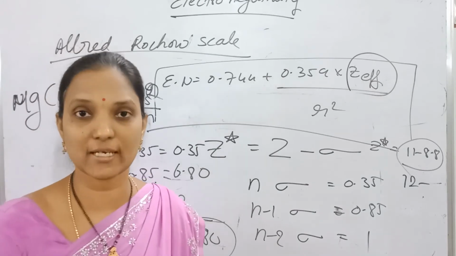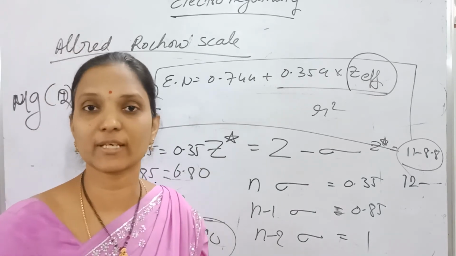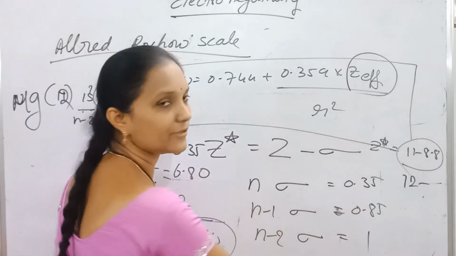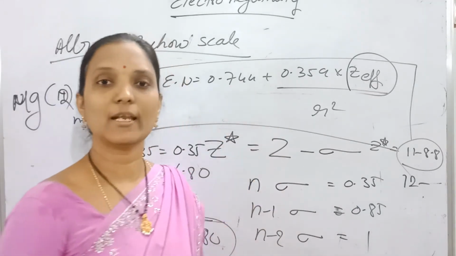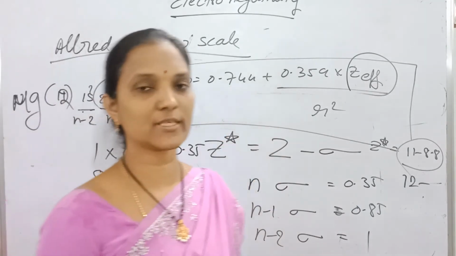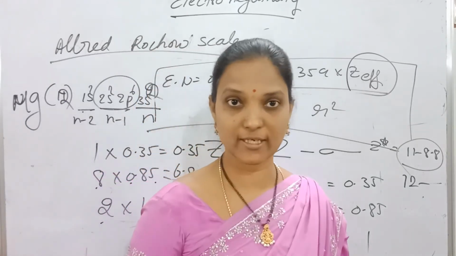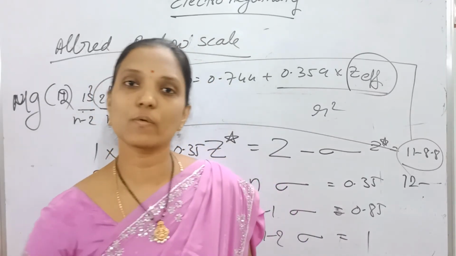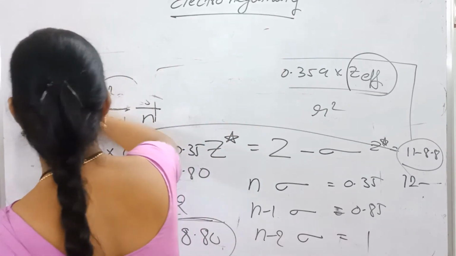So to solve this electronegativity problem using the Allred-Rochow scale, first we should calculate the effective nuclear charge. That's why I discussed how to calculate effective nuclear charge. Then this is the formula used to calculate electronegativity in the Allred-Rochow scale. This is the calculation of electronegativity in the Pauling scale, Mulliken scale and Allred-Rochow scale. So next, what is the periodicity? Periodicity of electronegativity.